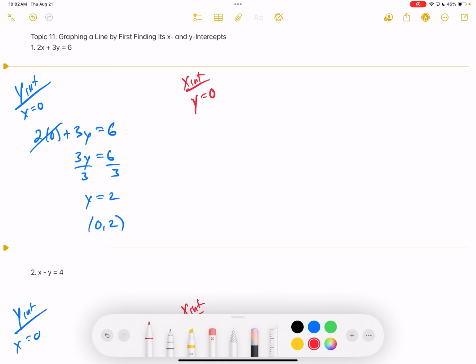My x-intercept is going to have a very similar setup. To find my x-intercept, I put a 0 in for my y. It's always the opposite. To find the y-intercept, you put a 0 in for x. To find the x-intercept, you put a 0 in for y. So again, 3 times 0 just goes to 0, so you just have 2x equals 6, divide by 2, and x equals 3.